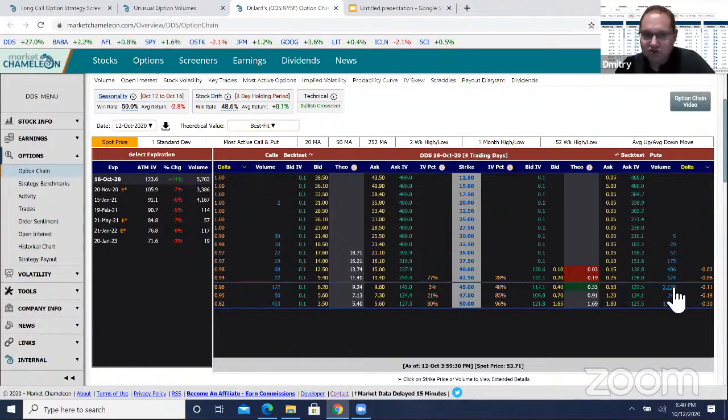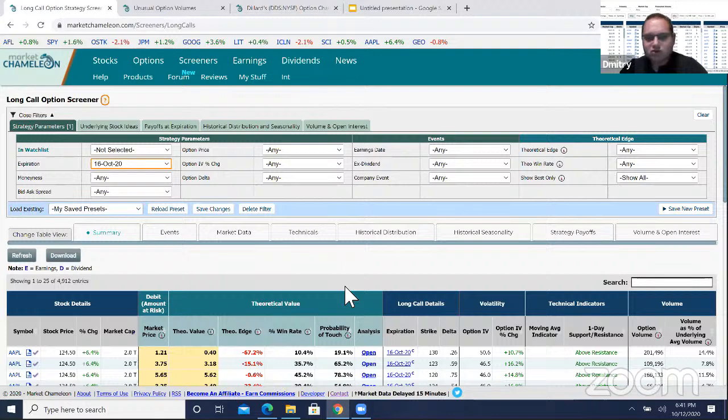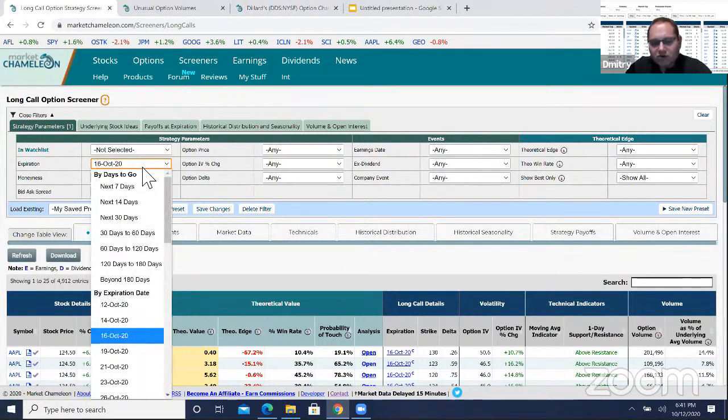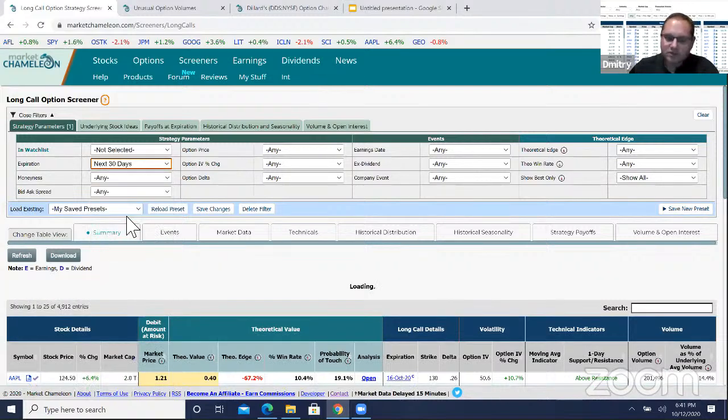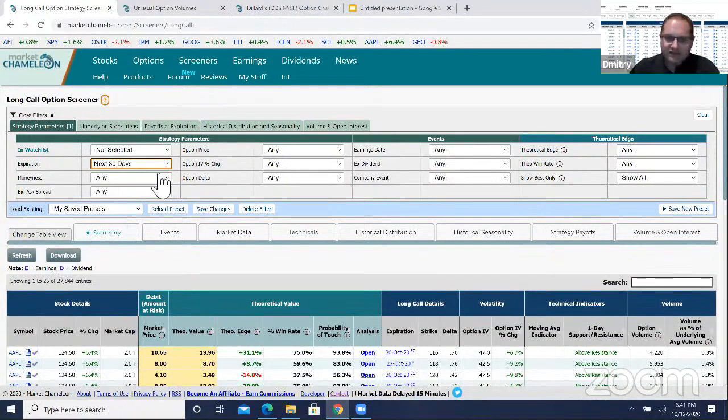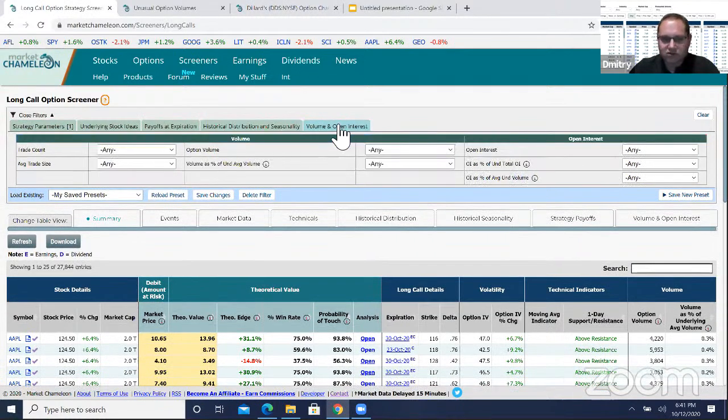That's what we're going to be trying to screen for, actually, in the calls from the screener. So again, I cleared the filters, so I'm going to do this filter again. I'm going to look for any expiration within the next 30 days. So I'm going to click on that. And then let's take a look at the different tabs up top for the filters. I'm going to go here, volume and open interest.